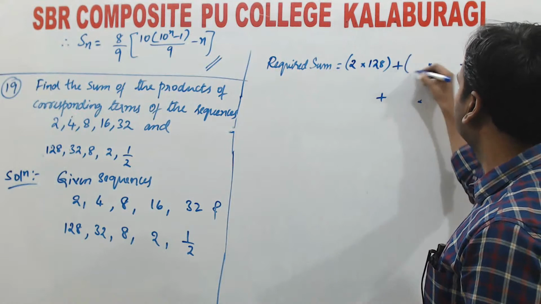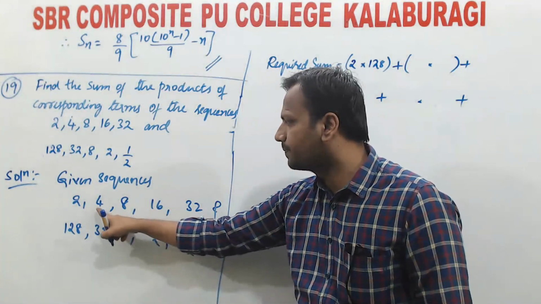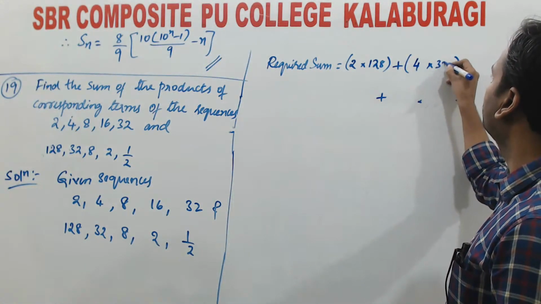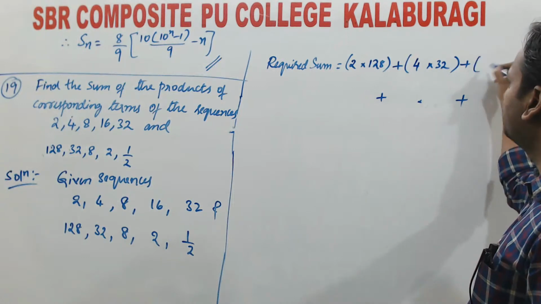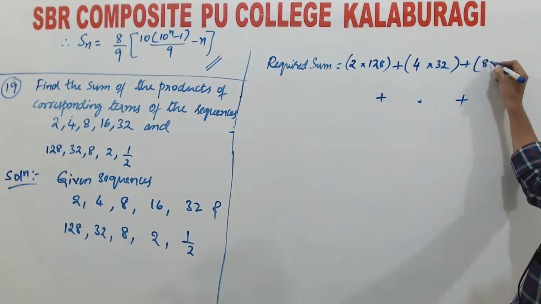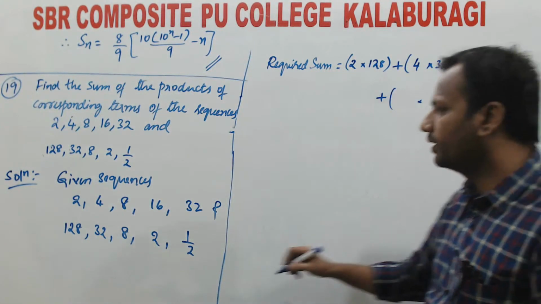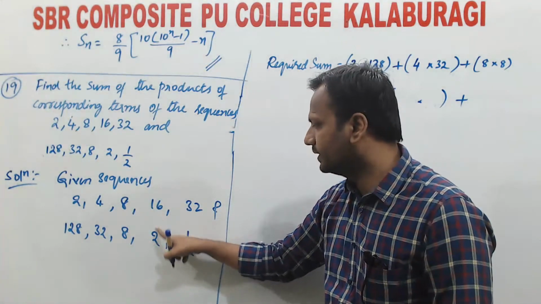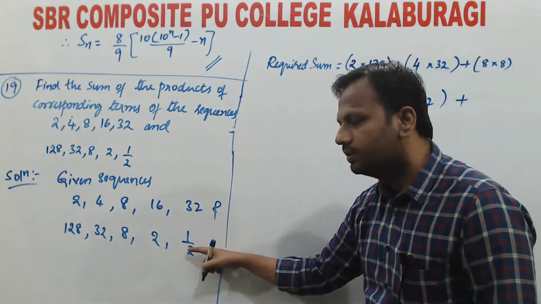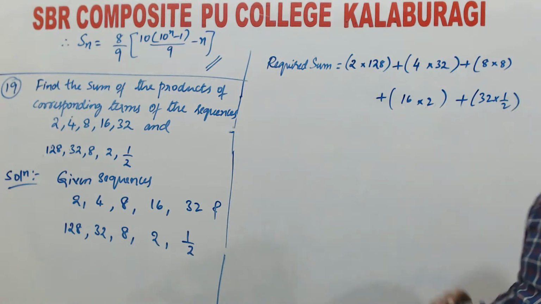Next, similarly, I should multiply the second term of both the sequences: 4 and 32, 4 into 32. Plus, next, similarly, the corresponding third term of both the sequences: 8 into 8. Next, the fourth term of both the sequences: 16 into 2. Next, 32 into 1 by 2. Got it?